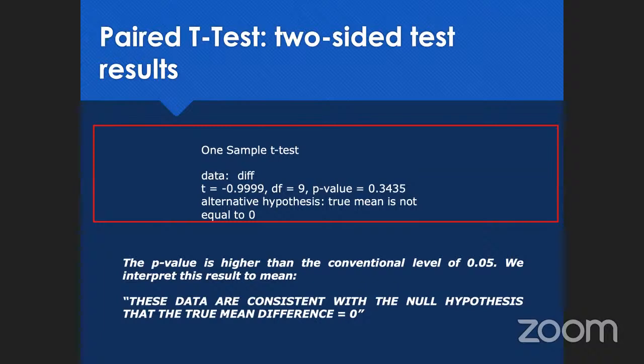The result will be that the p-value is higher than the conventional level of 0.05. Therefore, we interpret the result to mean that these data are consistent with the null hypothesis, and the true median or mean difference is 0.